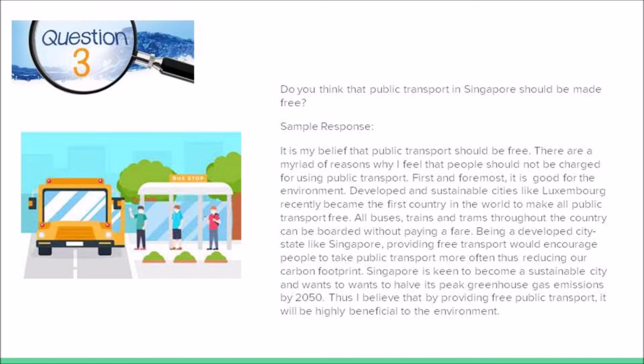For example, it should be made free because we have an aging population. We should not give them additional burden to bear for this silver generation. And then another thing, it could be that public transport should be free because it will also boost tourism. Because in some cities, because public transport is free, you also encourage tourists to travel around in public transport.